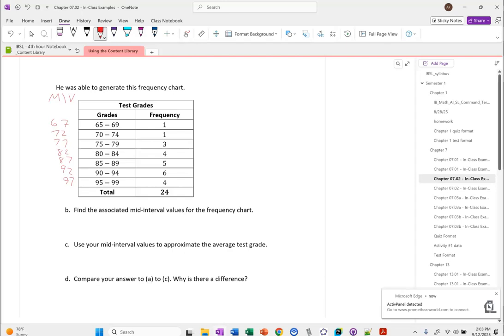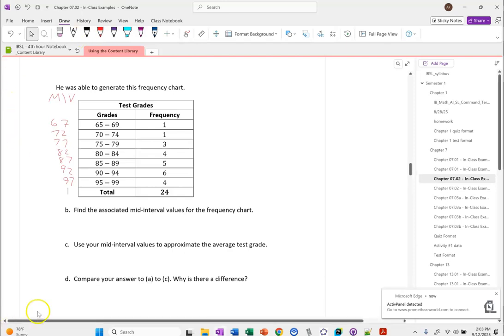Everyone needs to do this with me, because half or more of us did not get this question right on the activity. We're not able to correctly use your mid-interval values to approximate the average. So let's all do that now.